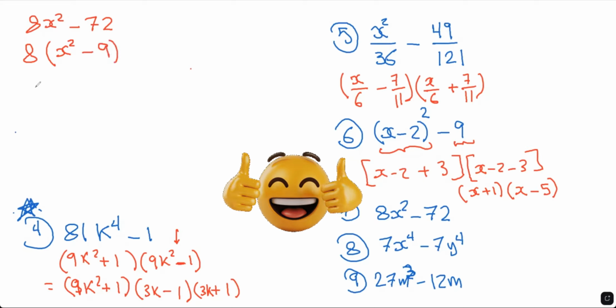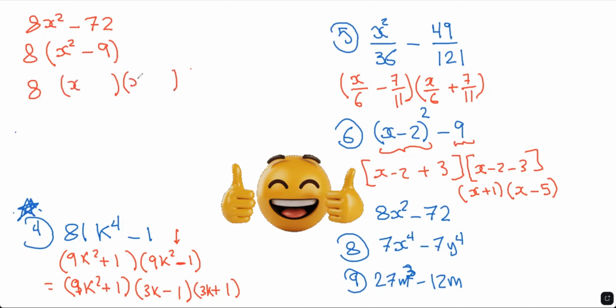Now you carry on the 8 and then factor x squared minus 9, and that's going to give you x minus 3 and x plus 3.